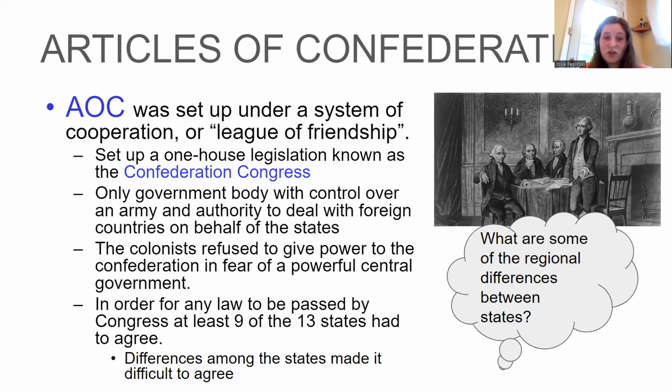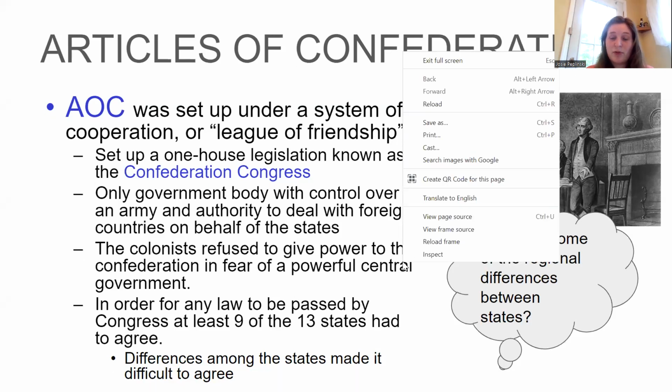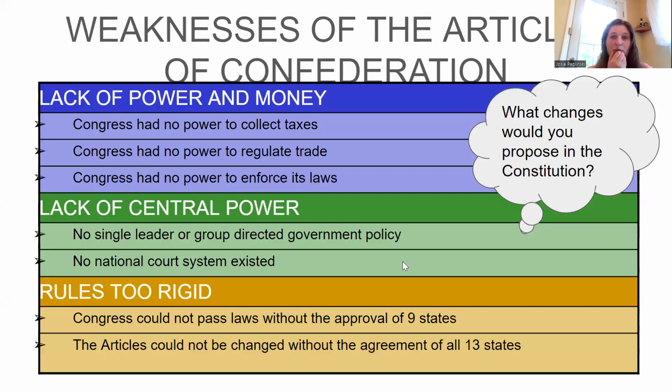In order for any law to be passed in Congress, 9 of the 13 state representatives had to agree. So there are a lot of differences among the states. This makes it really challenging to agree. For example, we have slavery prominent in the South and not so much relied on in the North.